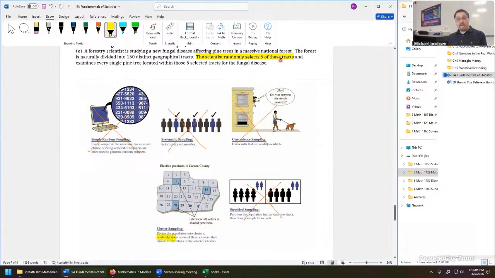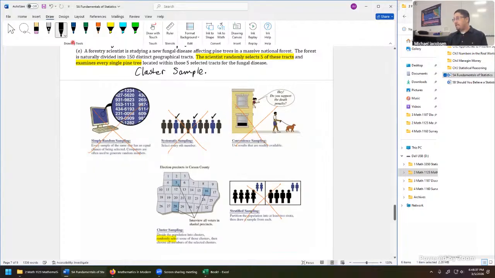But once they select those tracts, again, the next thing is they have to study all members of the selected clusters. In this case, they're pine trees. So let's double check. Examines every single pine tree located within those five selected clusters. So that has all of the right markings. This is what makes it a cluster sample. So we can say with confidence, if we did this as an exam question, it really is a cluster sample. Again, this would be an exam 3 question, just for a reminder.